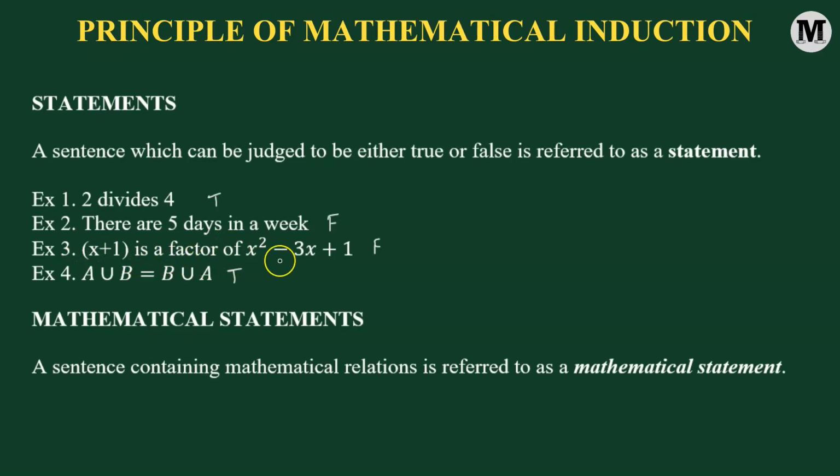X plus 1 is a factor of x squared minus 3x plus 1. It's a false mathematical statement. Then number 4, A union B equals B union A. So that is a true mathematical statement. However, if we look at statement number 2, there are 5 days in a week. This is not going to be considered a mathematical statement. It is only a simple statement.